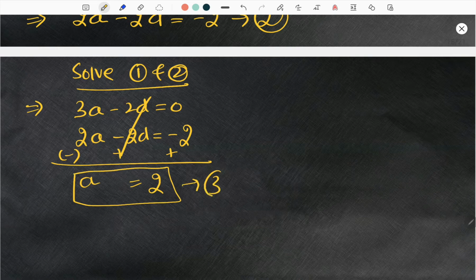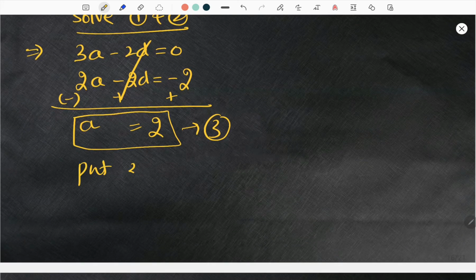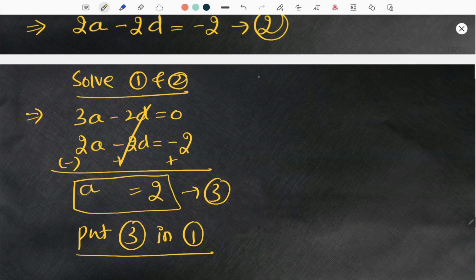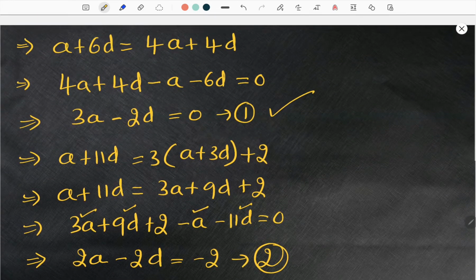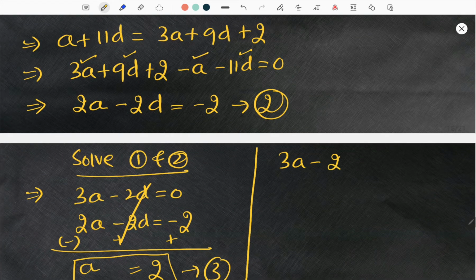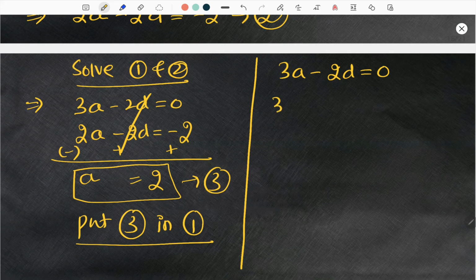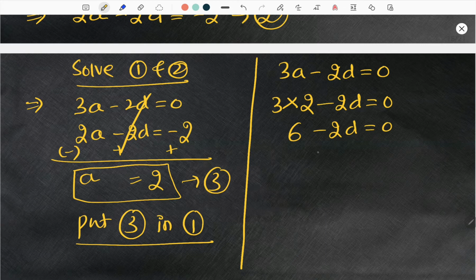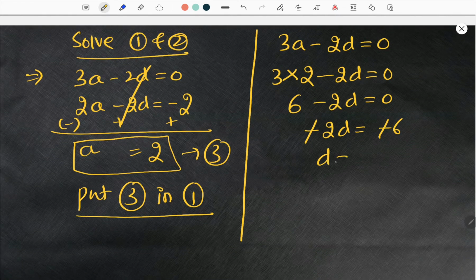Let me call it equation number 3, and I am going to put this equation number 3 in equation number 1 or 2. Any equation is fine. Let us have a look at equation number 1, that is 3a minus 2d is equal to 0. Now I am going to have 3 into a, where a is 2, then minus 2d is equal to 0. 3 into 2 is 6, 6 minus 2d is equal to 0. Let us keep this minus 2d here and send that 6 to that side. Minus 2d is equal to minus 6. Minus minus get cancelled. d is equal to 6 by 2. 2 threes are 6, and d is equal to 3.